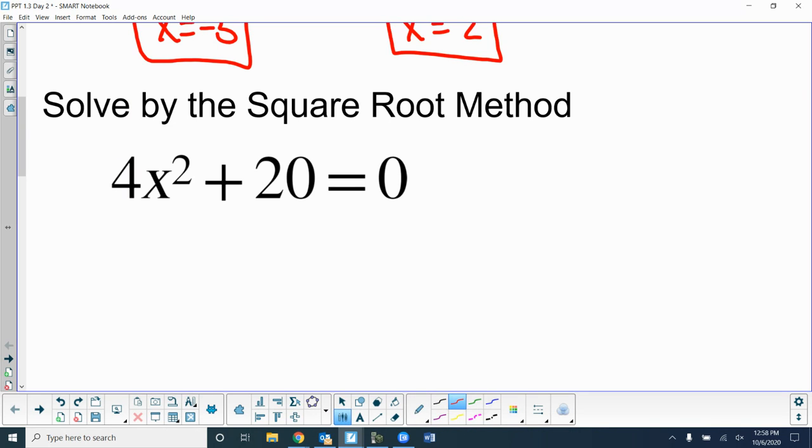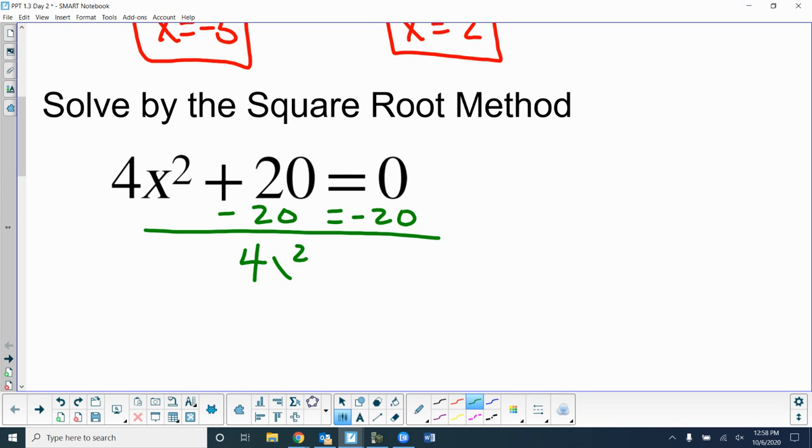So we're going to subtract 20 first to move that over. And a lot of kids at this point will try to take the square root because they said, well, 4 is a perfect square, so I can take the square root of it. Don't do that. Take the 4 to the other side first. Just get the x squared by itself. Now take the square root of both sides.